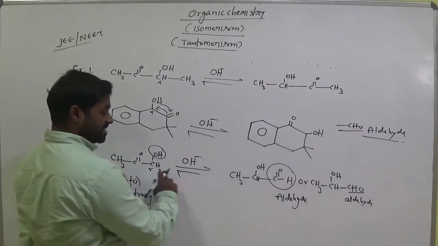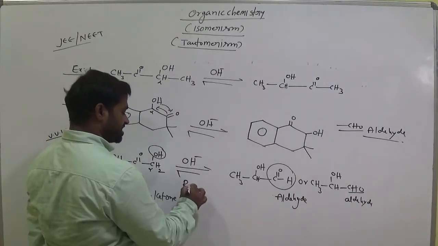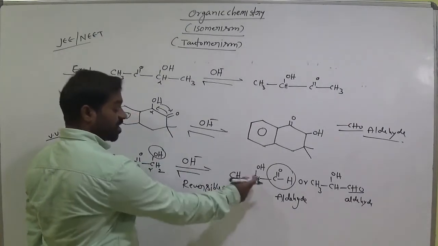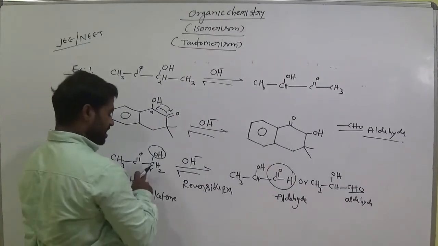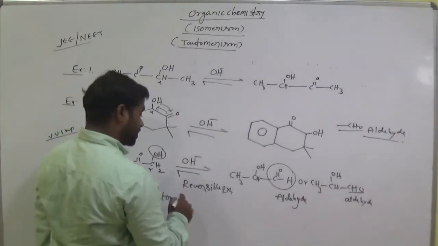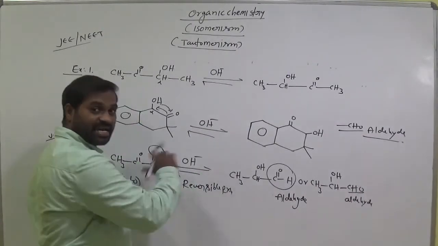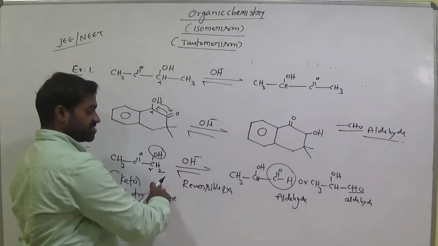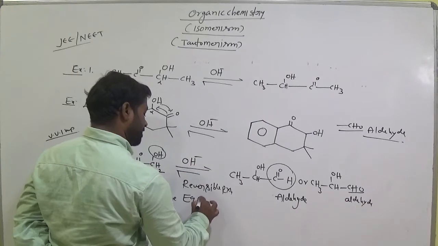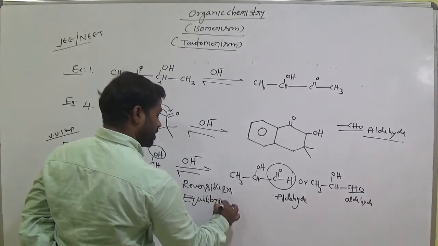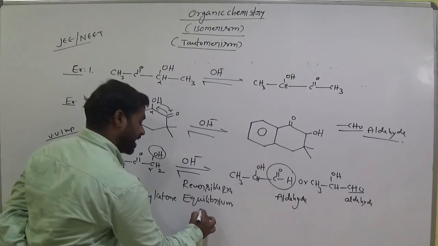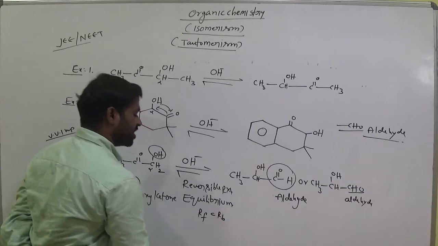Am I right? This is a reversible reaction. That means the forward reaction and backward reaction take place. This molecule converts like this, and this molecule again converts to this one. Reversible. These two molecules are interconvertible. And equilibrium means the rate of forward reaction equals the rate of backward reaction.